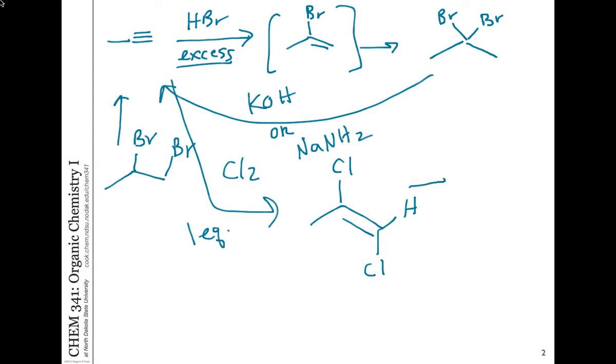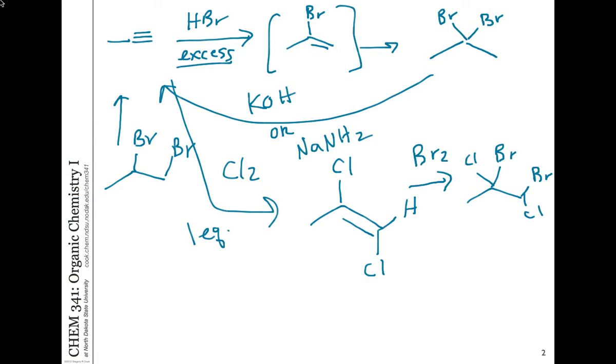You can add a second equivalent. If you have excess Cl2, then you'll add 4 chlorines. Or you could do them sequentially. I could do that, and then I could add Br2. Now we no longer have a double bond. So there's free rotation. So there's no cis and trans, but we have bromine and chlorine on each end.